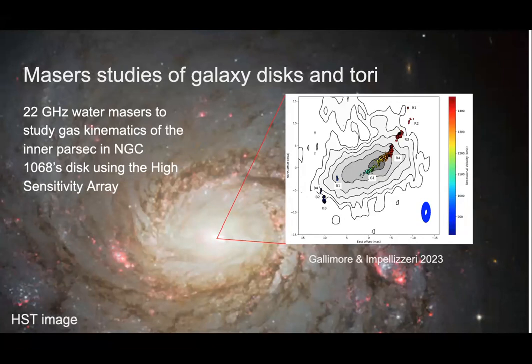In addition to having high spatial resolution, spectral line gives us the advantage of also providing velocity structures. This opens the door to kinematic studies, as for example, in this case, to study the kinematics of the inner parsec of the accretion disk of galaxy NGC 1068 using the High Sensitivity Array and using, in this case, 22 gigahertz or 1.3 centimeter water masers.